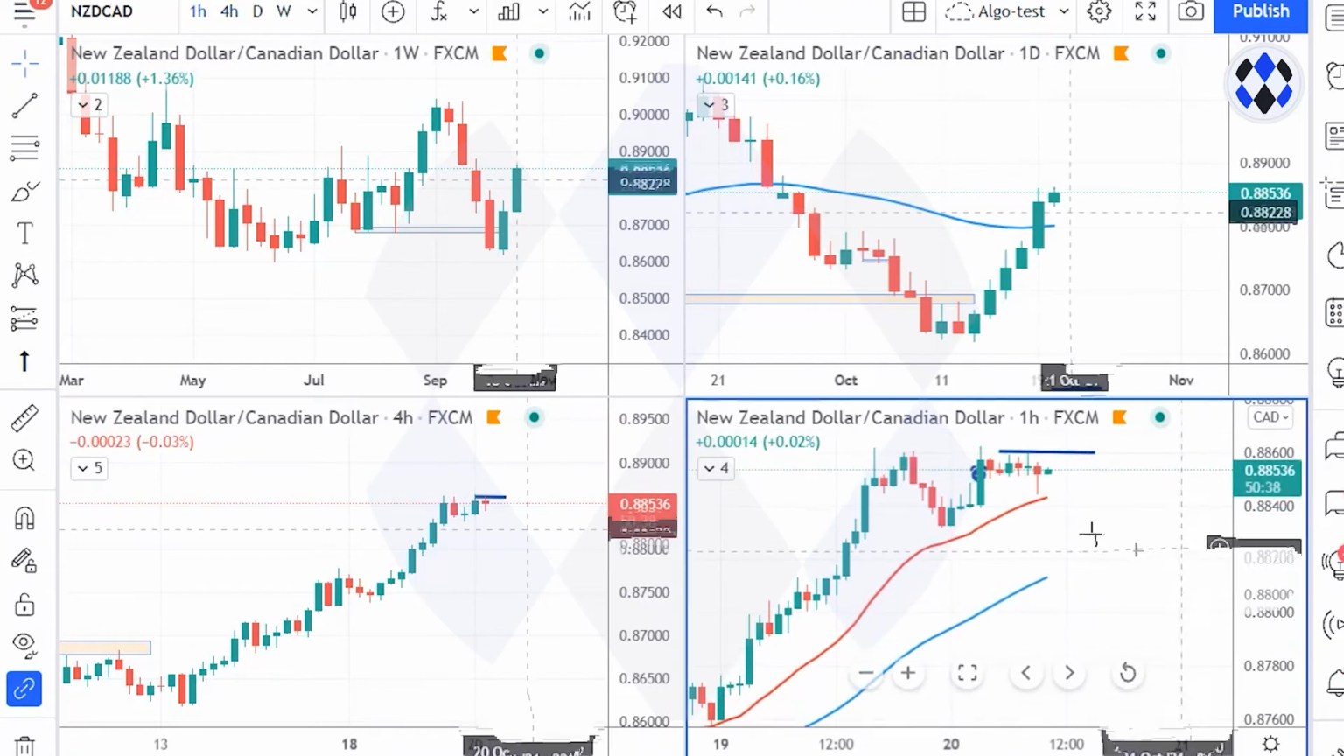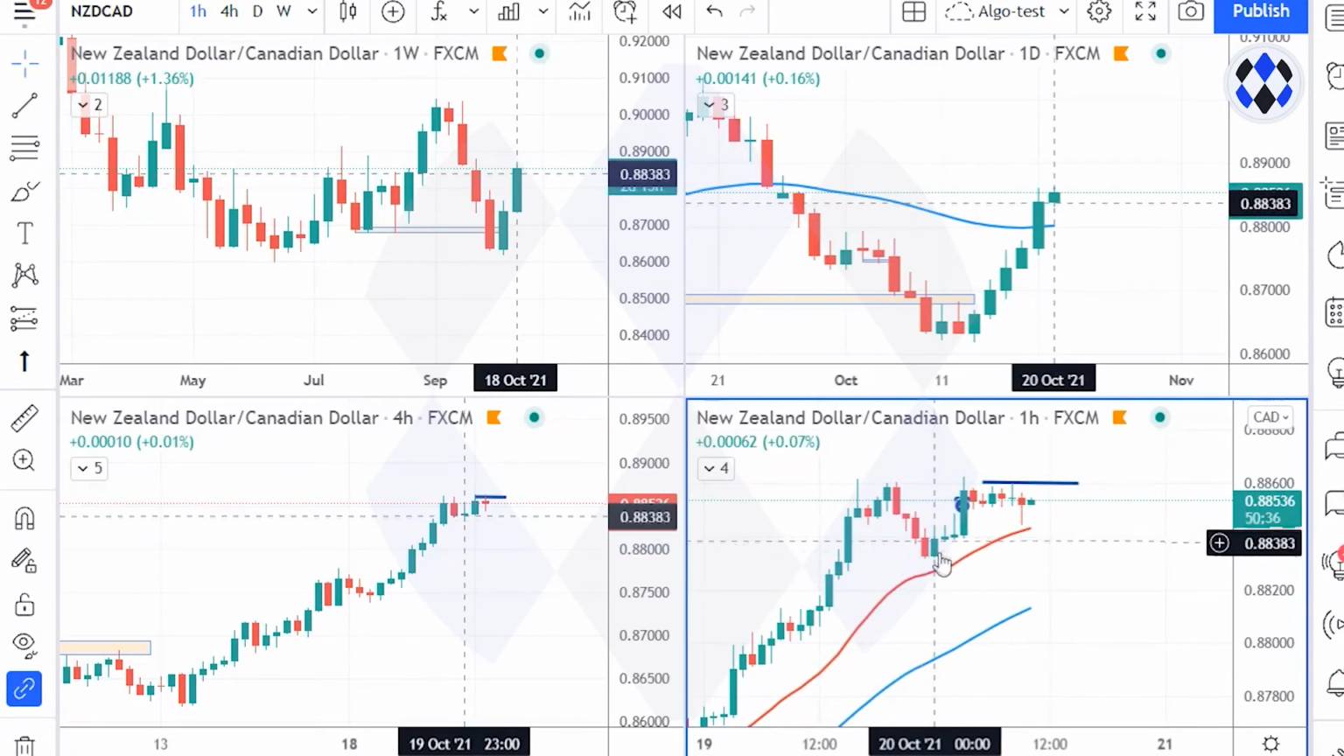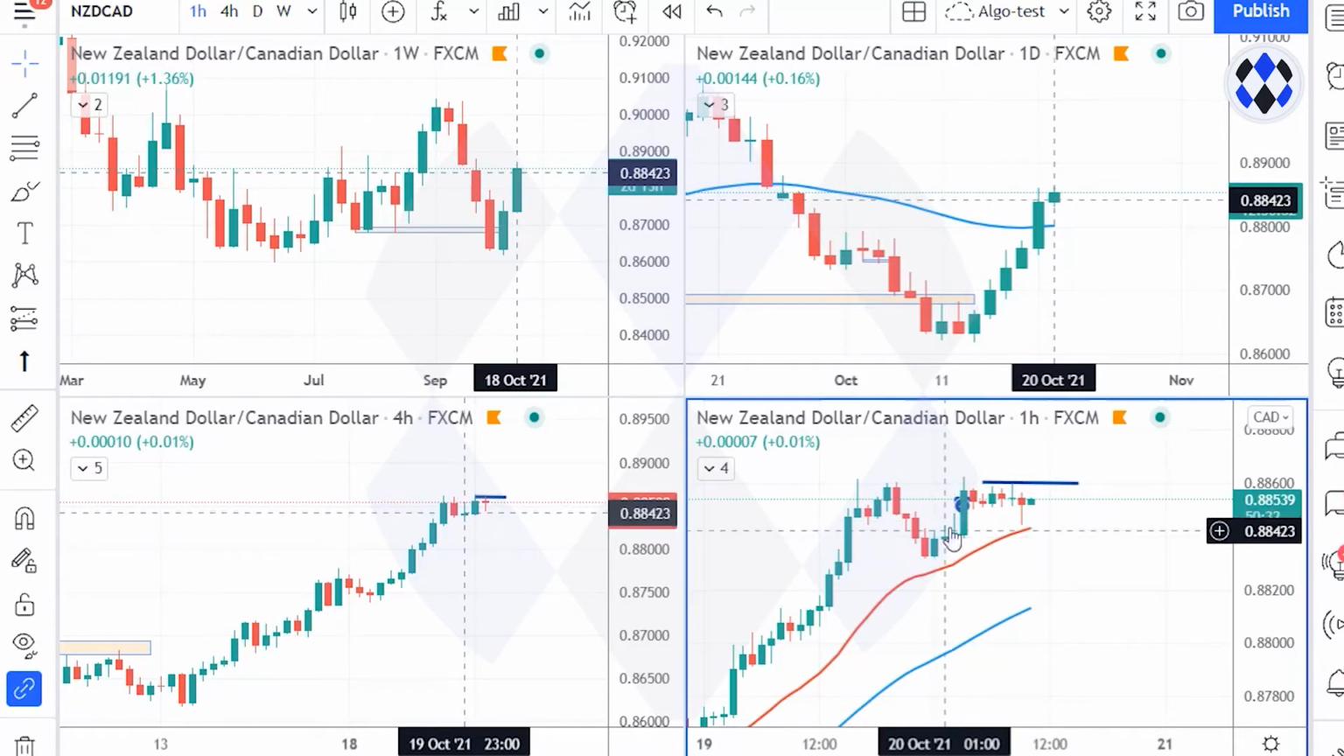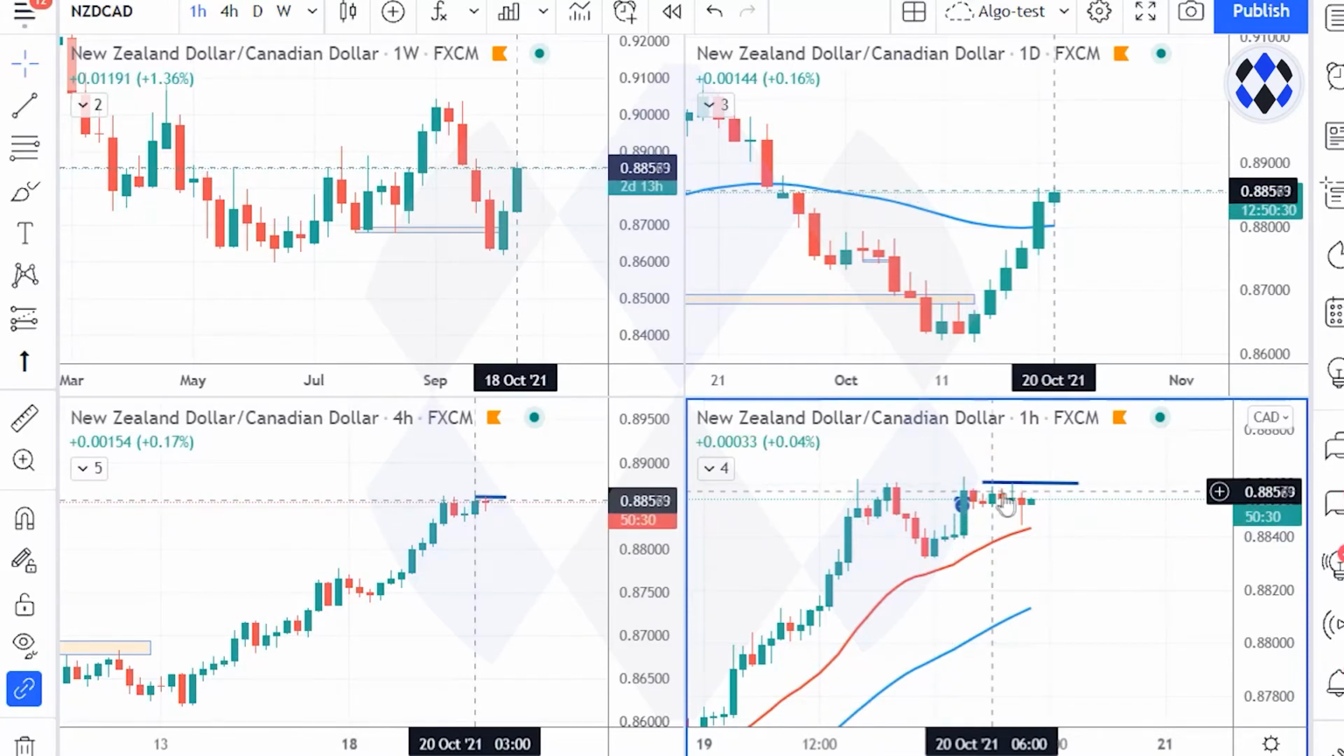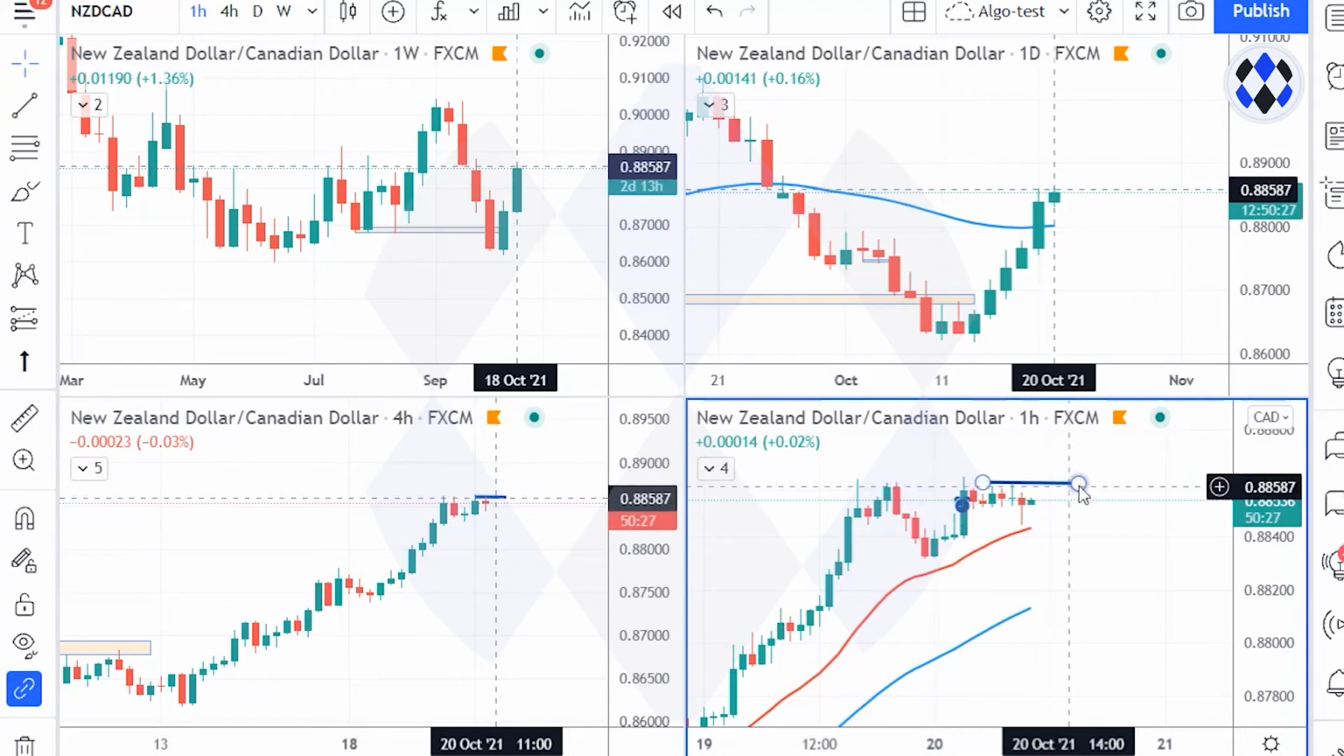So what I'm looking at is the hourly time frame. If I had been up here in the middle of the night, I might have taken it sometime tonight. But right now we have been moving sideways, and if it breaks my alert line here, I think I will take a long in the New Zealand dollar CAD.